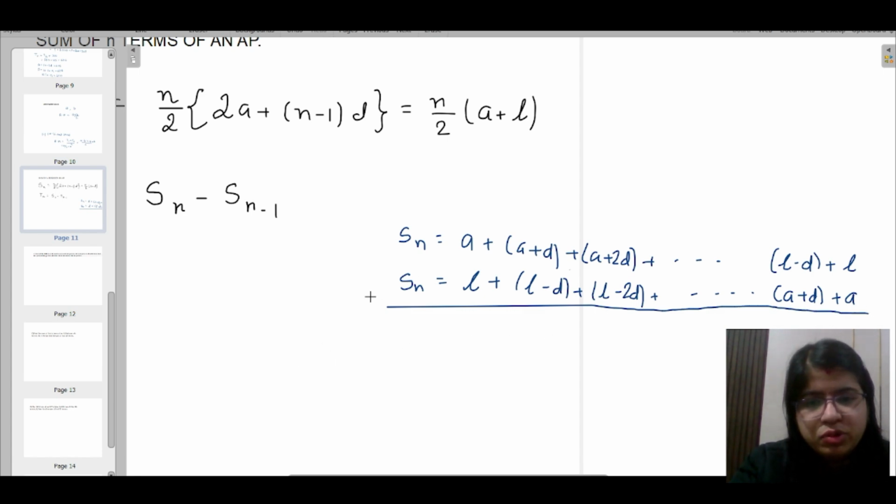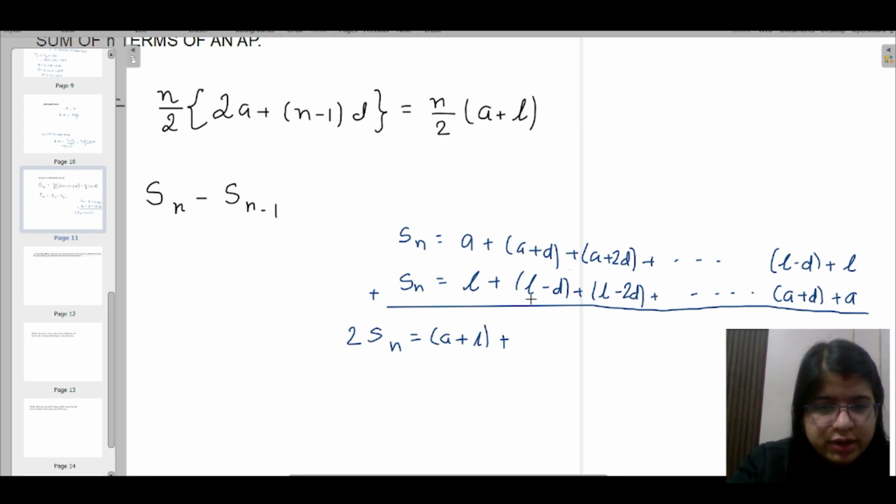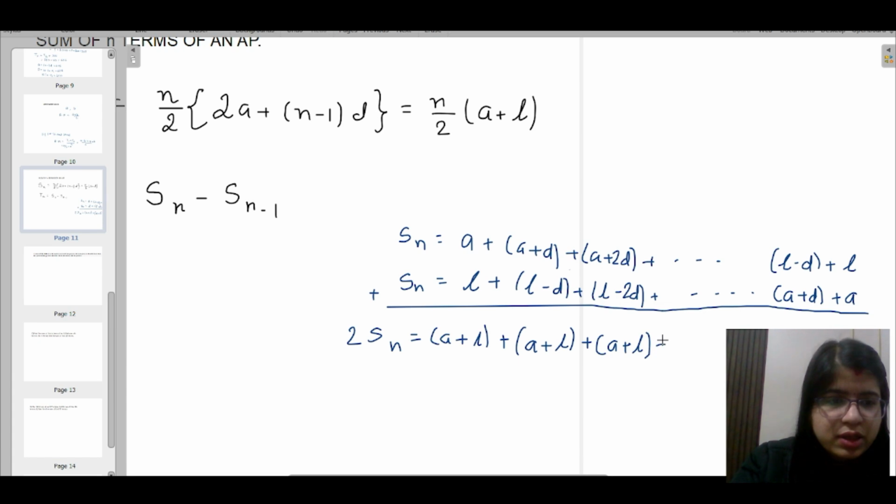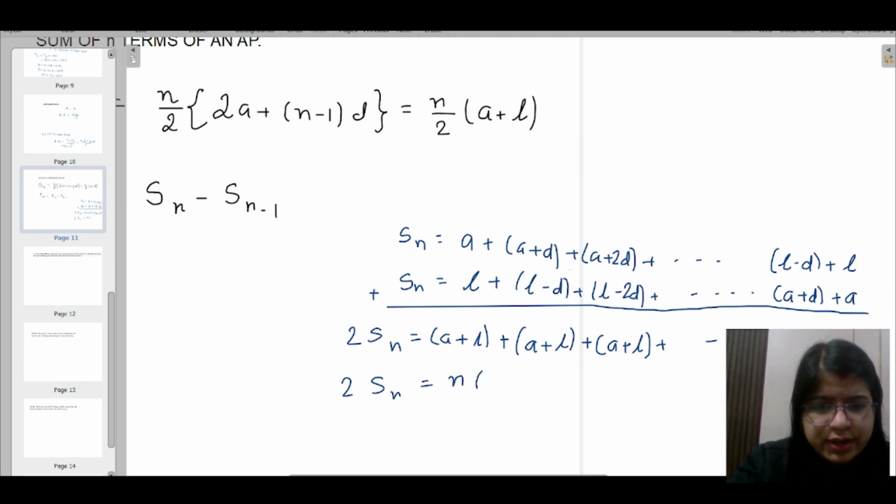When you do the sum 2 times, we will have 2Sn is equal to, here we are having A plus L. Again when you add this, minus D plus D will get cancelled, so again we will have A plus L. For the third term also, plus 2D and minus 2D will get cancelled. Again we will have A plus L. And lastly also we are going to get A plus L. Okay. So A plus L is appearing n times. So what we can write? We can write 2Sn is equal to n into A plus L.